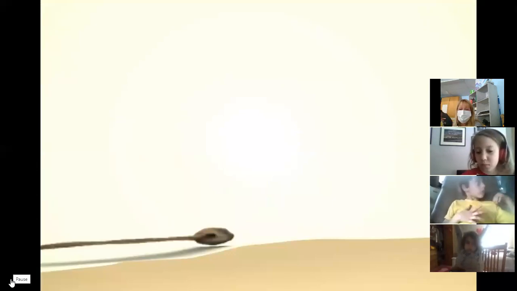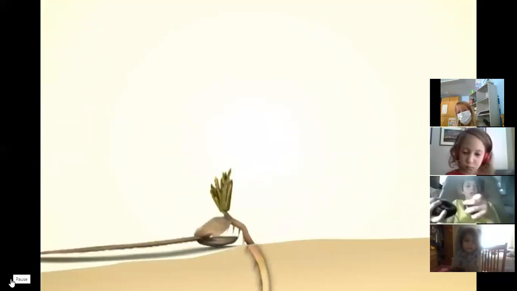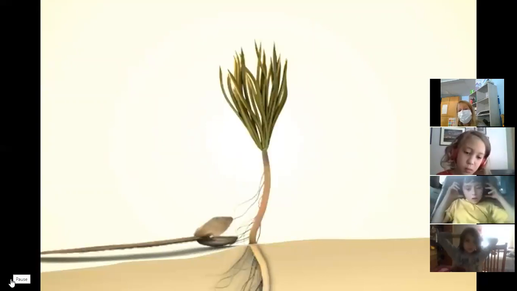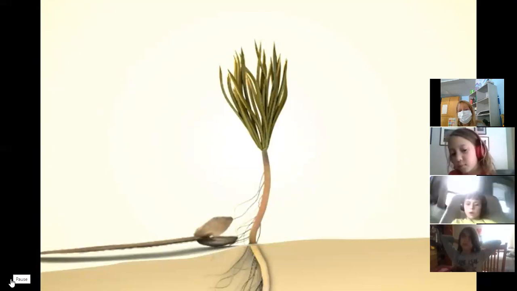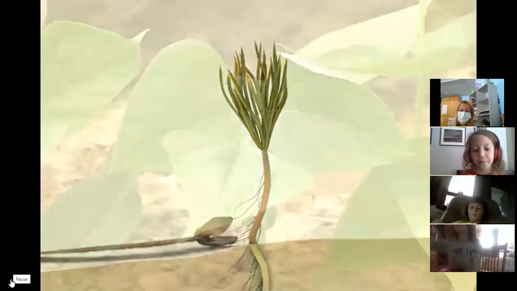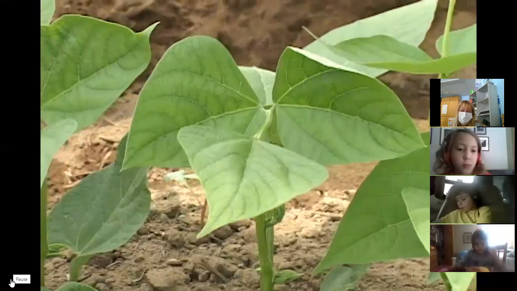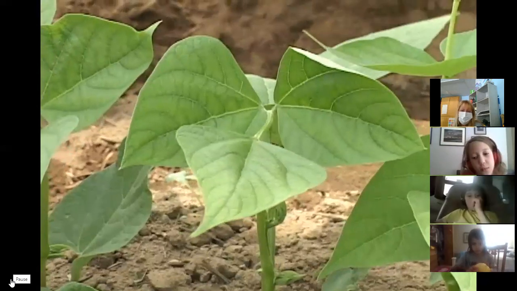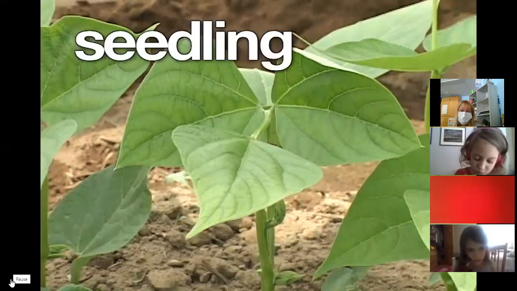In the early days of a germinating seed, the root is the first to appear, followed by the stem. The plant is nourished by food from within the seed. Next, leaves begin to emerge. The young plant enters a new life cycle stage called a seedling. A seedling is a very young plant.